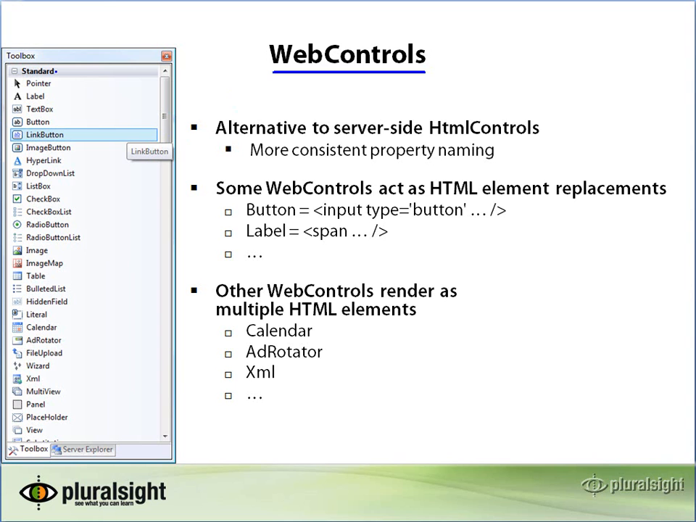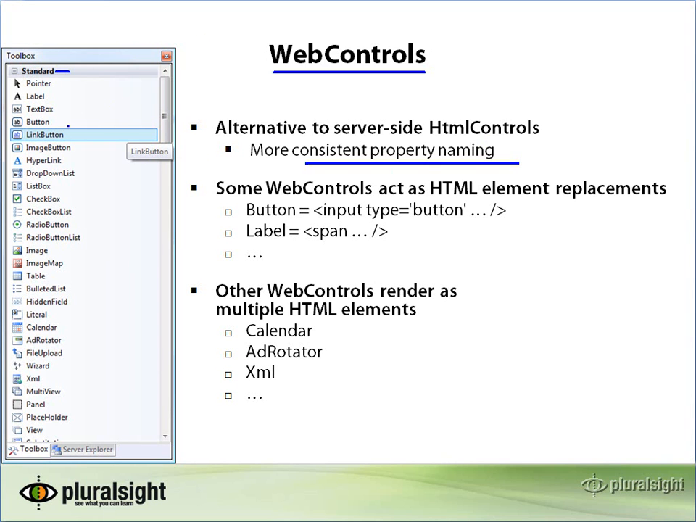And one of the reasons is you'll find these controls listed as the standard controls at the top of your toolbox. So this will tend to be the first place you go to start laying out your pages. That's where you grab your text boxes and your buttons and your links, etc. And one of the reasons that these are a bit more convenient to work with is that they have more consistent property names. So unlike the HTML controls, which reflect the idiosyncratic nature of the property names in HTML, these are named consistently across the entire suite of controls.